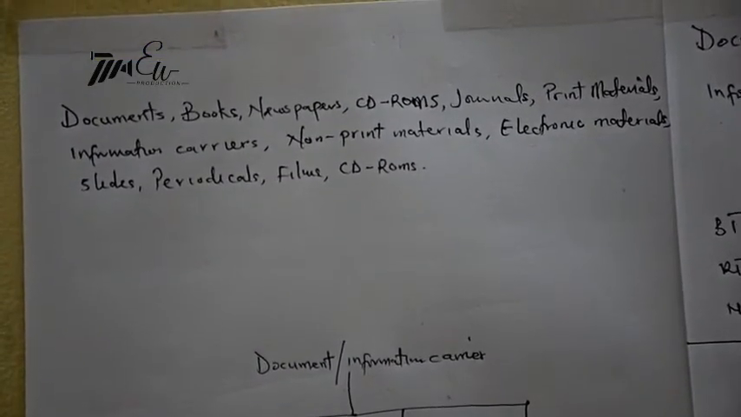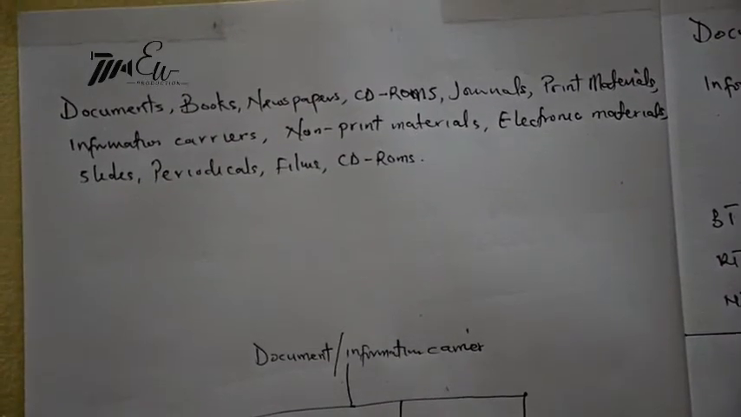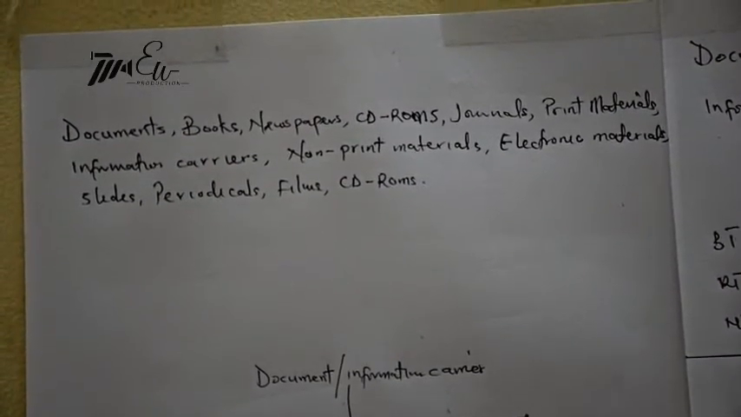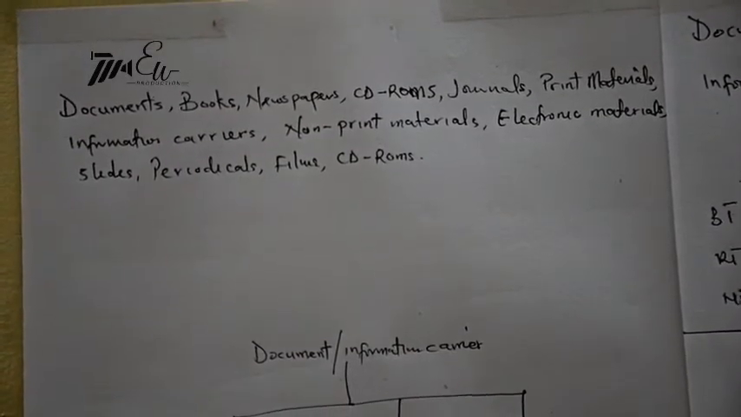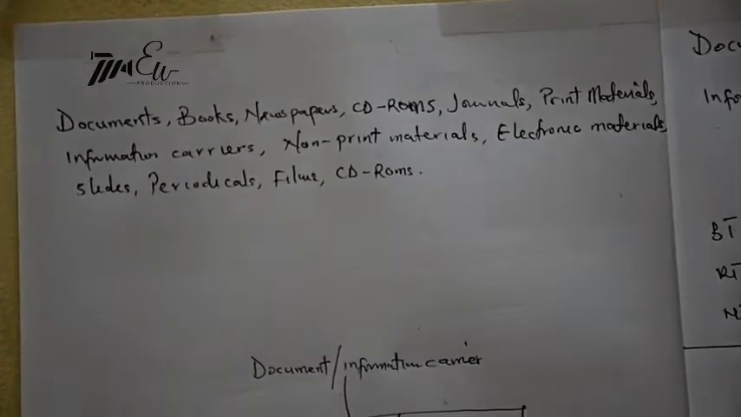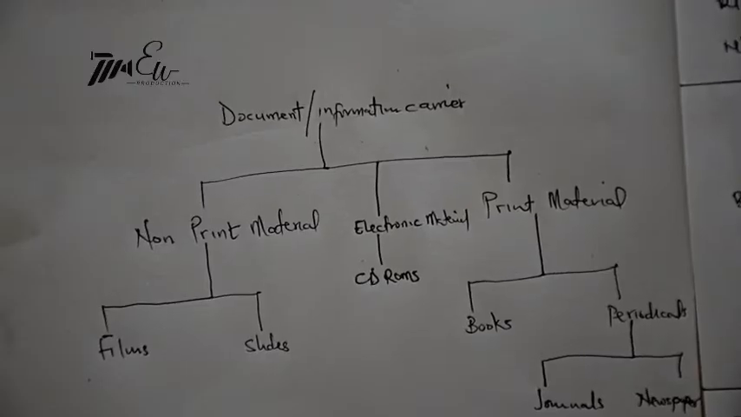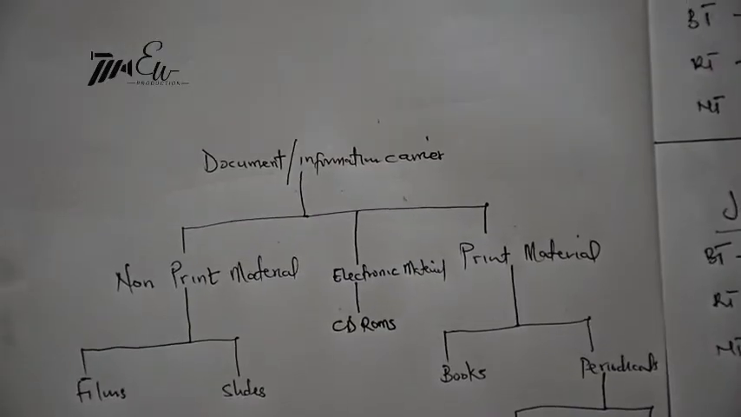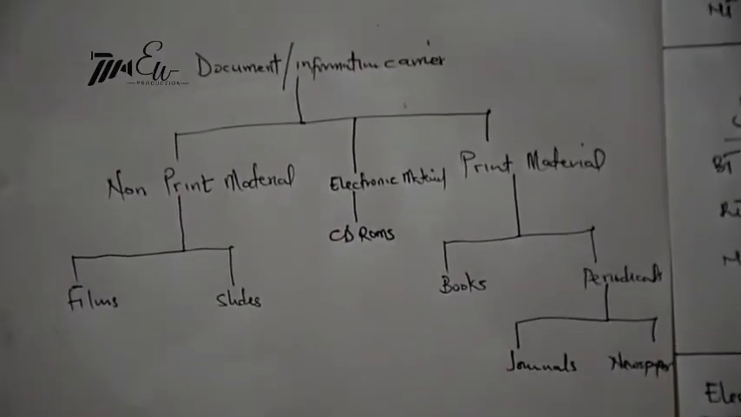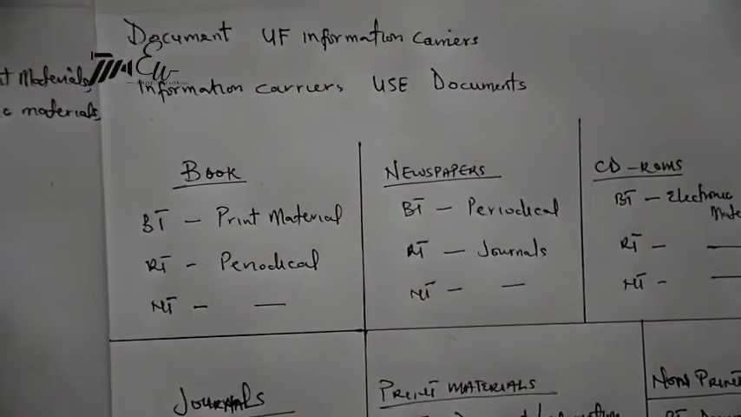Now, when we say associative relationship, we are saying that they are at the same level with each other. So non-print materials, electronic materials, and print materials have an associative relationship. Frames and slides have an associative relationship. Books and periodicals have an associative relationship. Journals and newspapers have an associative relationship. So we have to take the terminologies one after the other and build a thesaurus on it.